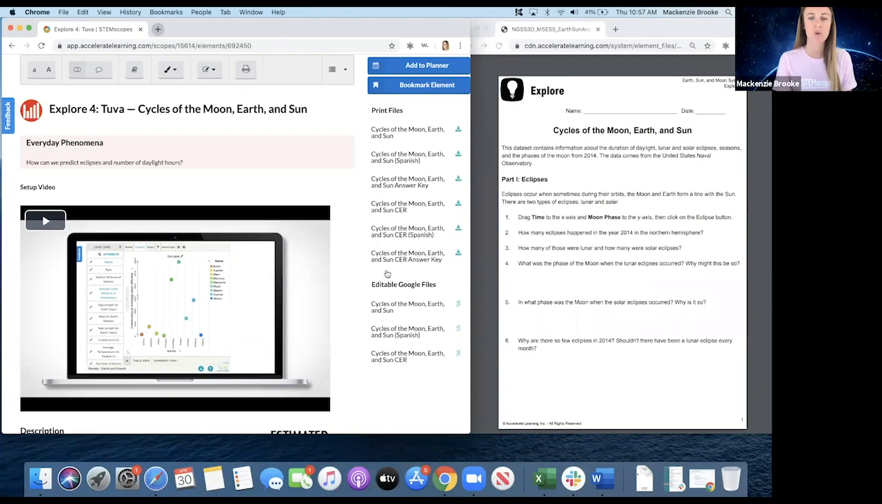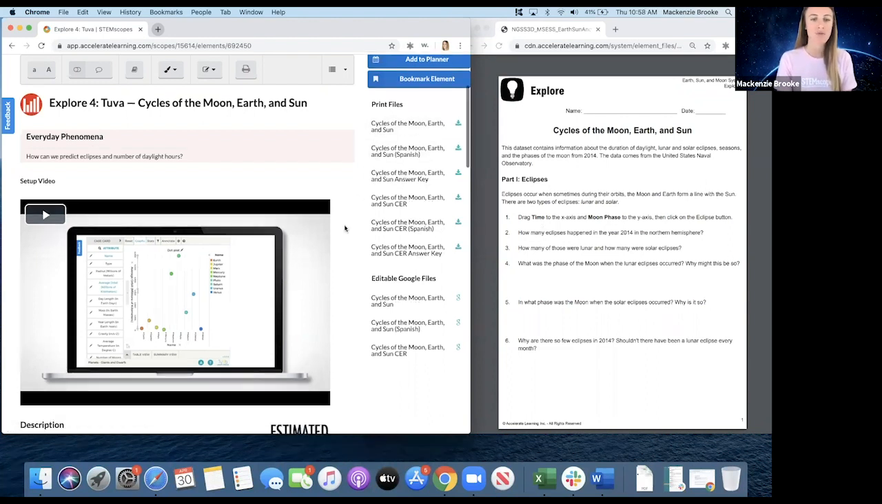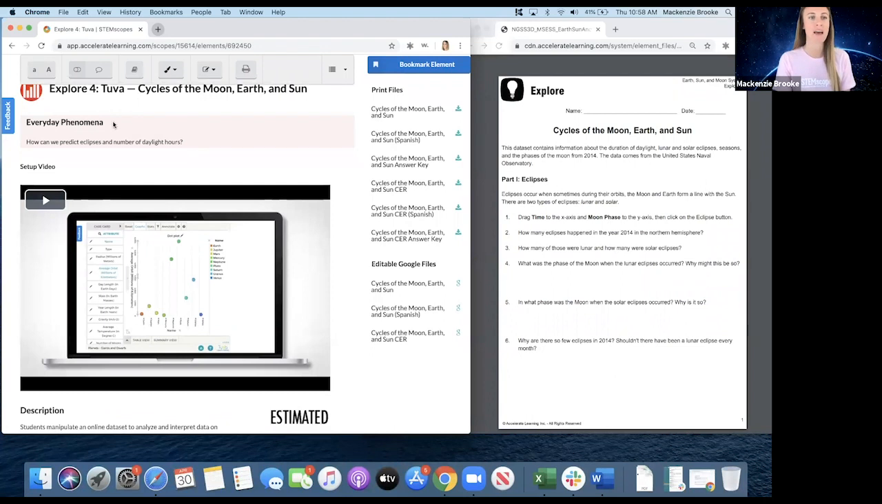The first thing I want to show you over here on the right-hand side is where you're going to find your print files. I just clicked on this first one. You'll see it over here on the right side of my screen. As I scroll down, you're going to see this everyday phenomena. This is the learning target for this activity, and we're going to have students figure out how we can predict eclipses and number of daylight hours.